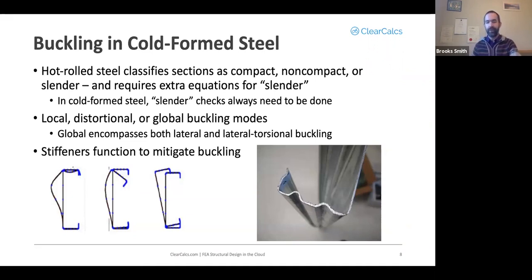We use stiffeners in cold form to mitigate the buckling. If you've seen a C section, the little lip is a stiffener in and of itself, but you can also have fancier stiffeners, such as the little divots that you see in the photograph on the lower right there as well. Those serve to help stiffen the flange as well.